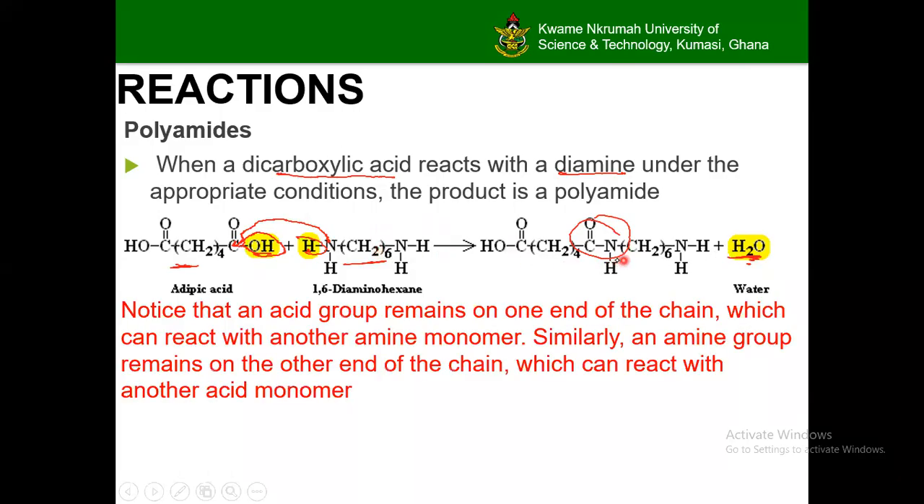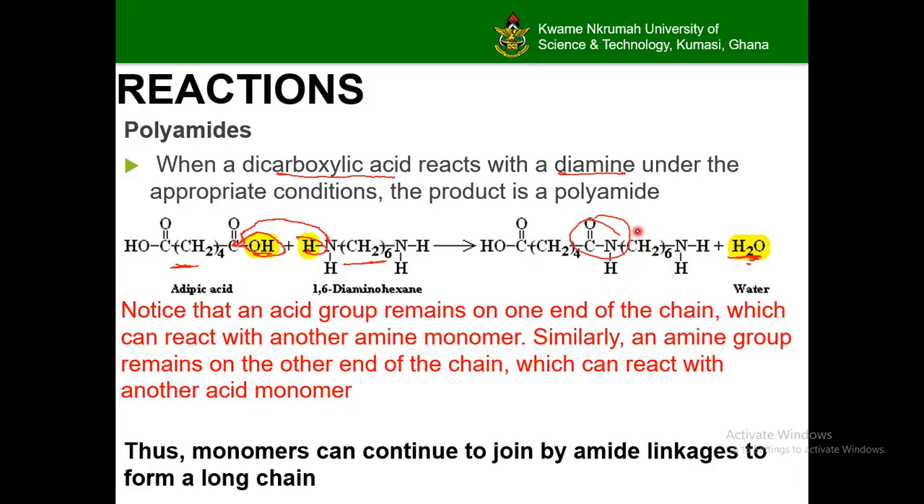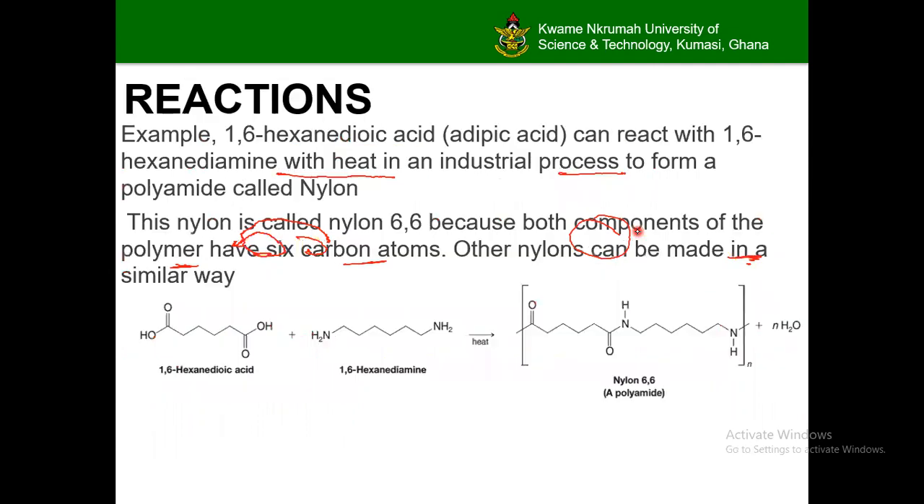Now we are saying that when this is formed, you realize that there's still another carboxyl group here, and there's still another imine group here. So in the medium, if we have another imine, it can come and react to this terminal. If you have another carboxylic acid, it can come and react to this terminal, and that will elongate the whole chain. That is what we call polymerization. So it goes on and on. Another one will come and add, and then so dimer, trimer, tetramer, and then we go like that. Right. So monomers can continue to join by the imide linkage to form a longer chain. That is what we are talking about here.